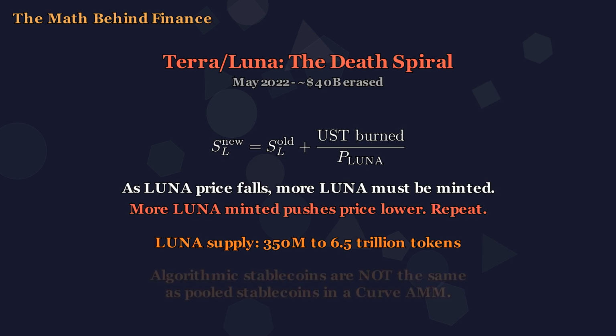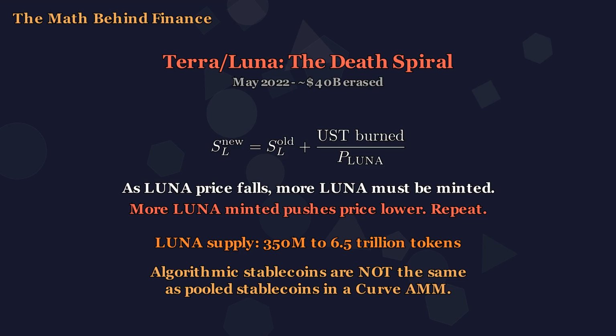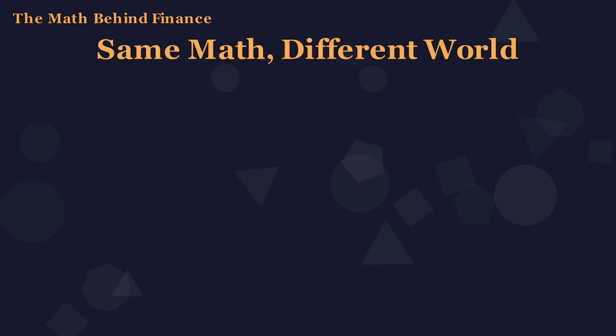One crucial distinction: algorithmic stablecoins like UST are not the same system as fully collateralized stablecoins traded in a Curve pool. Different mechanisms, different failure modes. Do not confuse them. With all of these tools now in our hands, let us step back and see the deeper pattern that connects everything. And now, the pattern that connects everything.